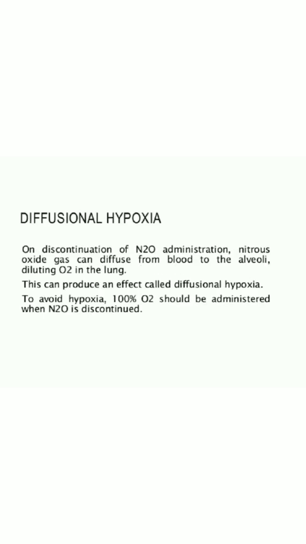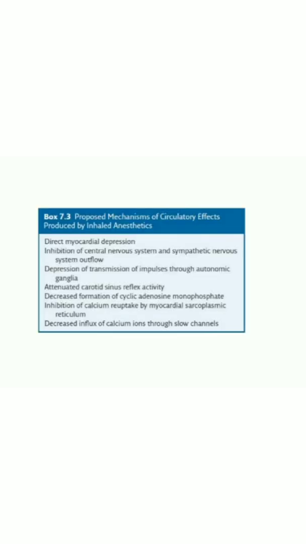Now the diffusional hypoxia. On discontinuation of N2O administration, nitrous oxide gas can diffuse from blood to alveoli, diluting oxygen in the lungs. This can produce an effect called diffusional hypoxia. To avoid hypoxia, 100% O2 should be administered when N2O is discontinued, to remove the hypoxic state.